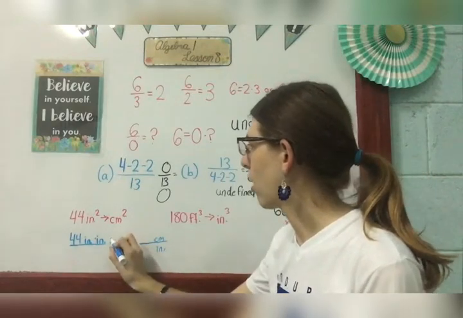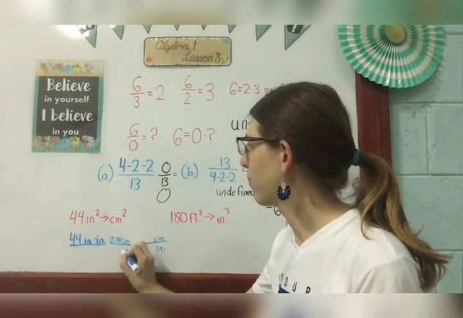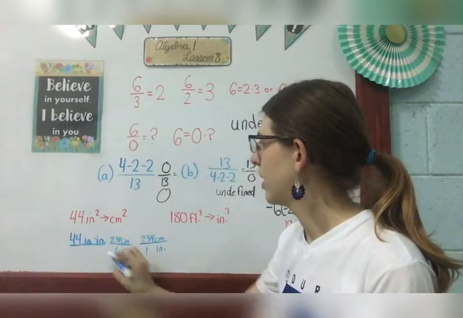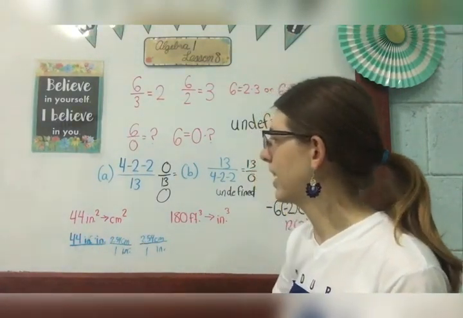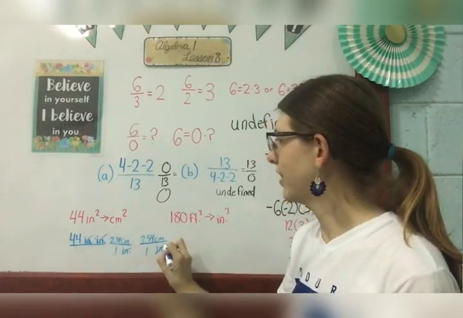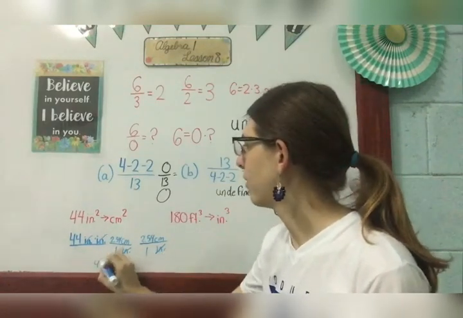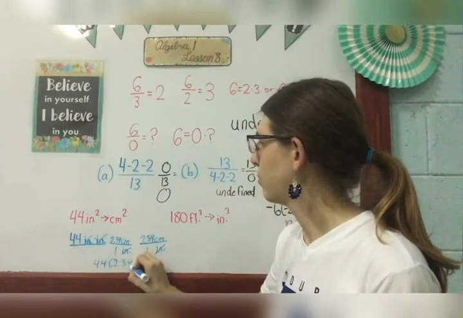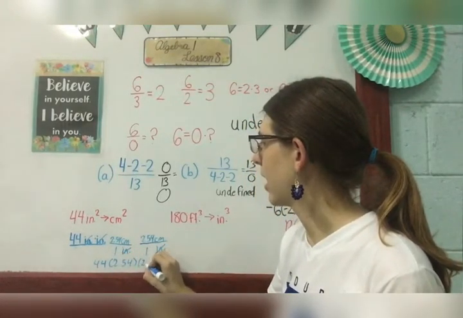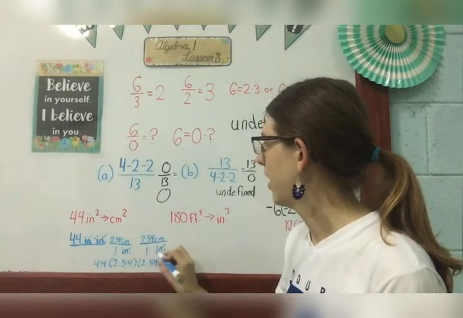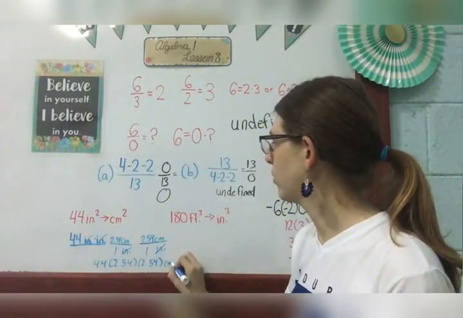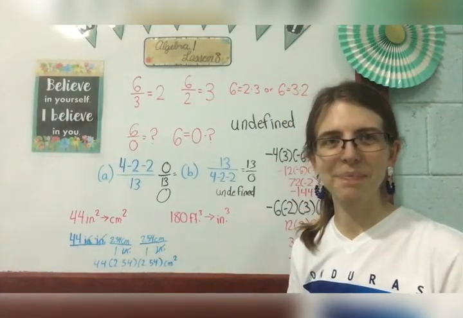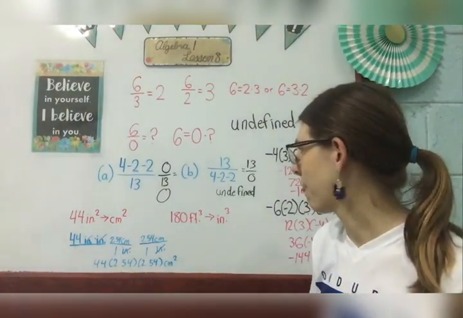I know that there are roughly 2.54 centimeters in an inch. So that cancels out one set of inches, and this one cancels out the second. So now I get 44, and remember it's okay to leave your answer like this, times 2.54 times 2.54, and I'm left with centimeters squared because I have 2 of them being multiplied. Okay? Let's look at one for volume.